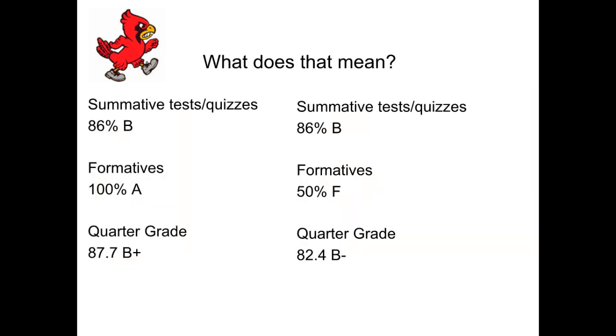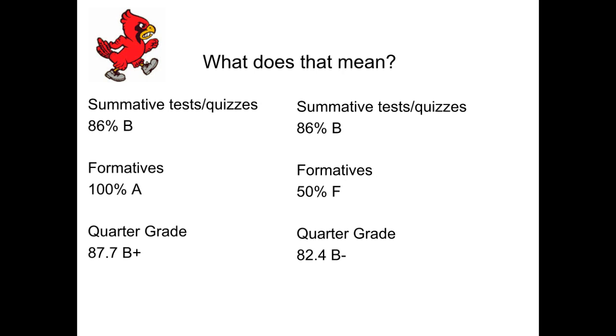So what does that mean? Let's say on summatives or tests or quizzes, you're sitting at an 86%, which would be a B. On some quizzes and some tests and maybe a project, you're sitting at a B for your score. Let's say you've gotten an A on all your formatives. You've got them all turned in. They were all fantastic and wonderful. That would translate into an 87.7%, which would be a B plus. You can see how that formative kind of pumps your grade up a little bit.